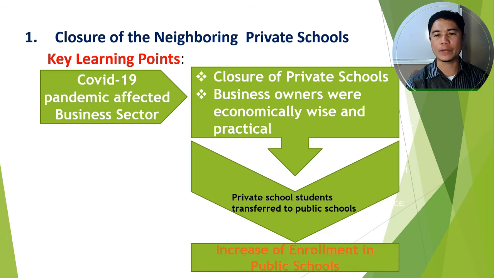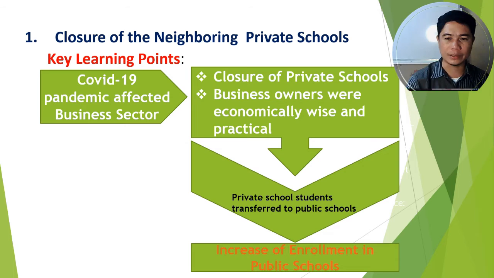On the closure of the neighboring private schools, of course, the root cause of the closure of private schools is the effect of the COVID-19 pandemic, because private schools are run by businessmen, no? And due to the effect of COVID-19 on the economy, the businessmen were really affected, and as a result, some of our neighboring schools in my workstation closed gradually.